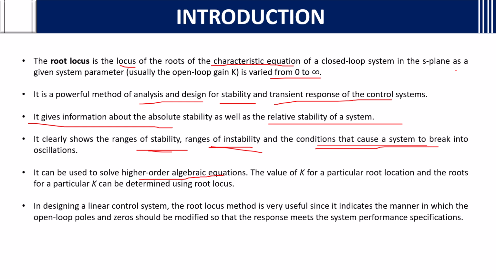The value of K for a particular root location and the roots for a particular K can be determined using root locus. In designing a linear control system, the root locus method is very useful since it indicates the manner in which the open loop poles and zeros should be modified so the response meets the system performance specifications. It indicates how open loop poles and zeros can be modified on the plane so that the system performance will improve.